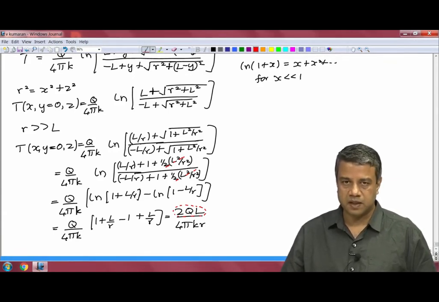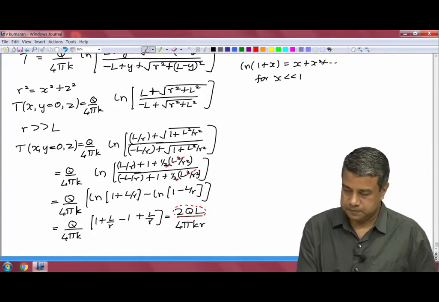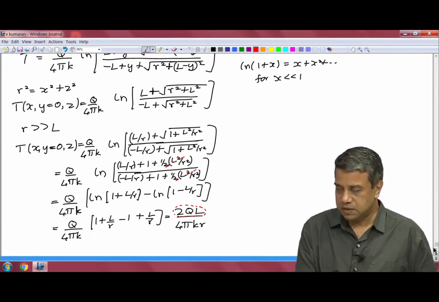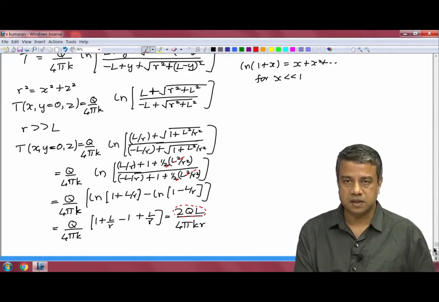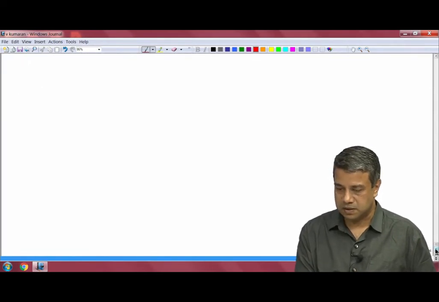That divided by 4 pi k is what you would get for the solution if you went sufficiently far from the wire, so that the distance from the wire is much larger than the extent of the wire, and therefore, the wire appears as a point source. So, this is consistent in that limit. When you go sufficiently far away, it should appear as a point source of source strength 2QL, and this solution reduces to that in this limit.